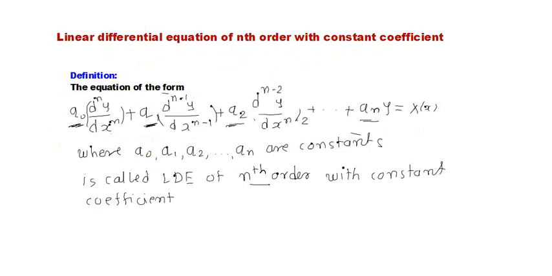So this is the definition of a linear differential equation. See here, there is a derivative, and the derivatives present here are in decreasing order: the nth derivative, the n minus 1 derivative, the n minus 2 derivative, and so on. See here, there are constants a0, a1, a2, up to an. Here is the function X of x, meaning X is a function of small x. So x is your independent variable, y is your dependent variable. This is called the linear differential equation of nth order with constant coefficient. Always remember, linear means the power of each derivative should be 1.